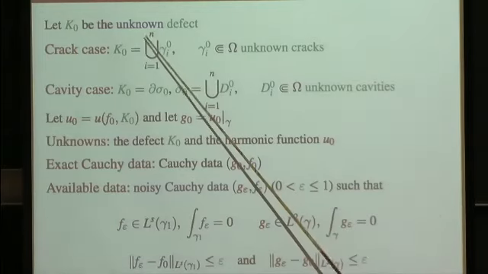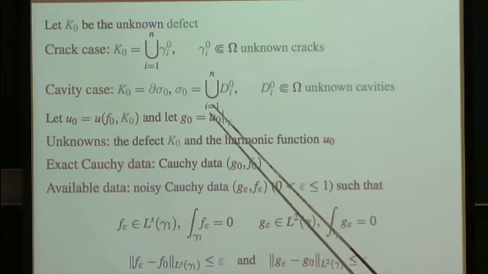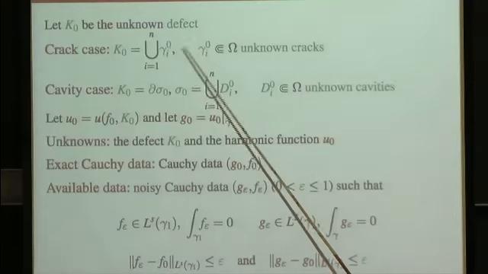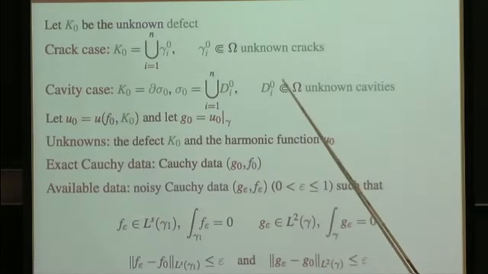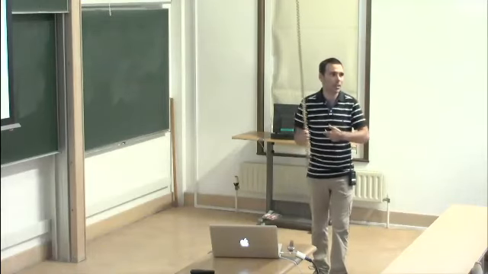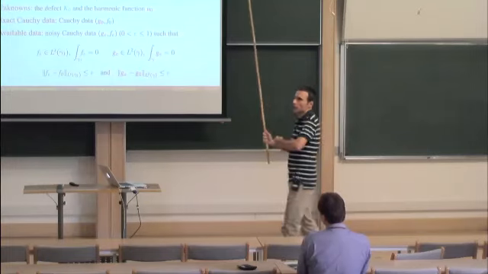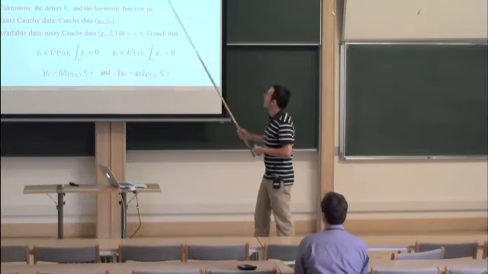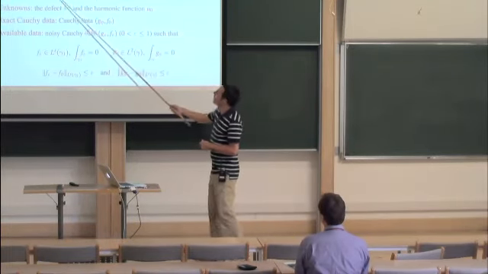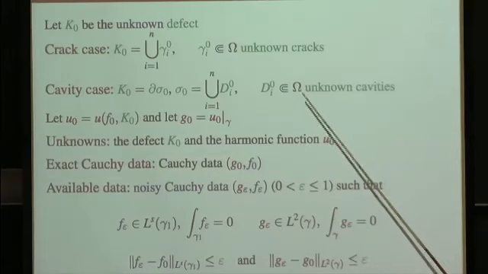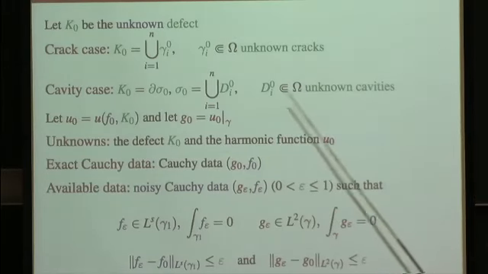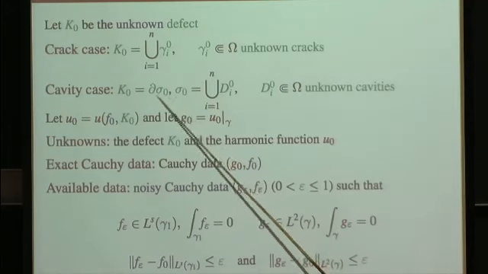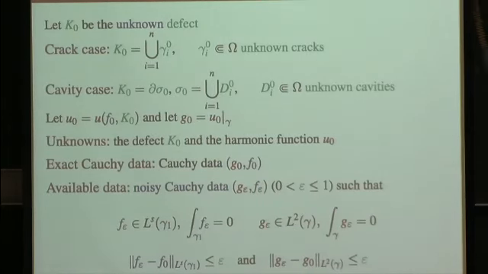So I assume that K naught is the known defect. I'm considering two cases. The first case is K naught is a crack, so K naught is the union of a finite number of cracks. Everything I'm telling here works in any dimension, but think in two dimensions with a finite number of curves. Or K naught may be a cavity, and the cavity is the union of a finite number of open sets, and here K naught denotes their boundaries, only.